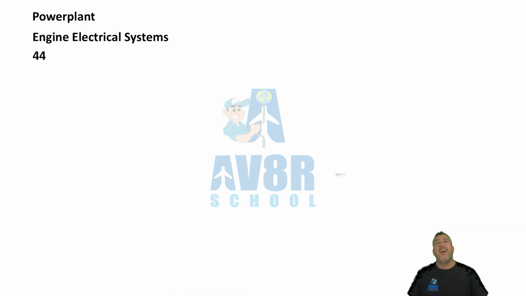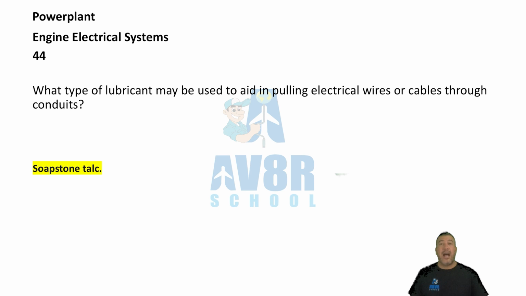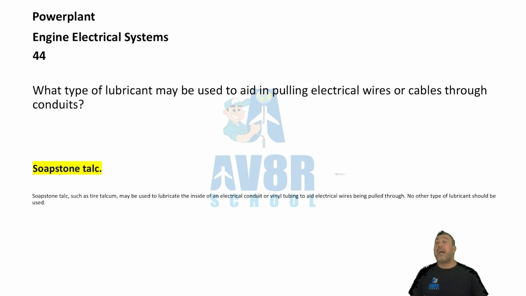All right? Number 44. Soapstone talc. What type of lubricant may be used to aid in pulling electrical wires or cables through conduits? We saw this question before, and if you haven't seen it yet, you'll see it again. Soapstone talc. What is it for? It's used to lubricate wires when you're running them through the conduit.